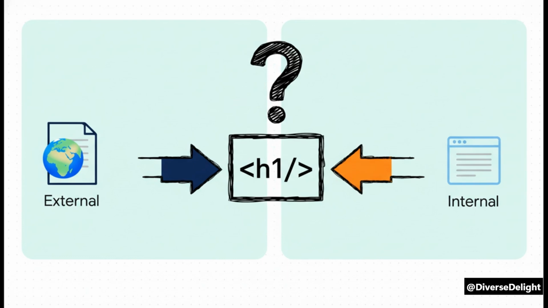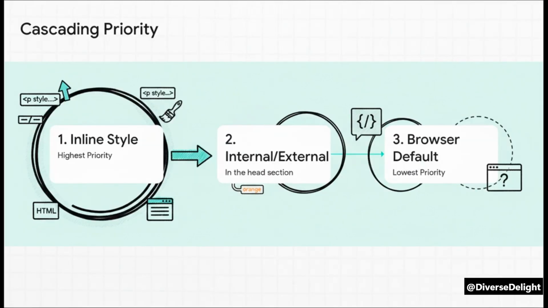Here's the perfect showdown. Let's say your main external style sheet, the one for your whole website, says all H1 headlines should be navy blue. But on one specific page, you also have an internal style sheet that says the H1 on that page should be orange. So, which color do you actually see? This is where the cascade comes in. The browser follows a really strict order of priority to solve these fights.